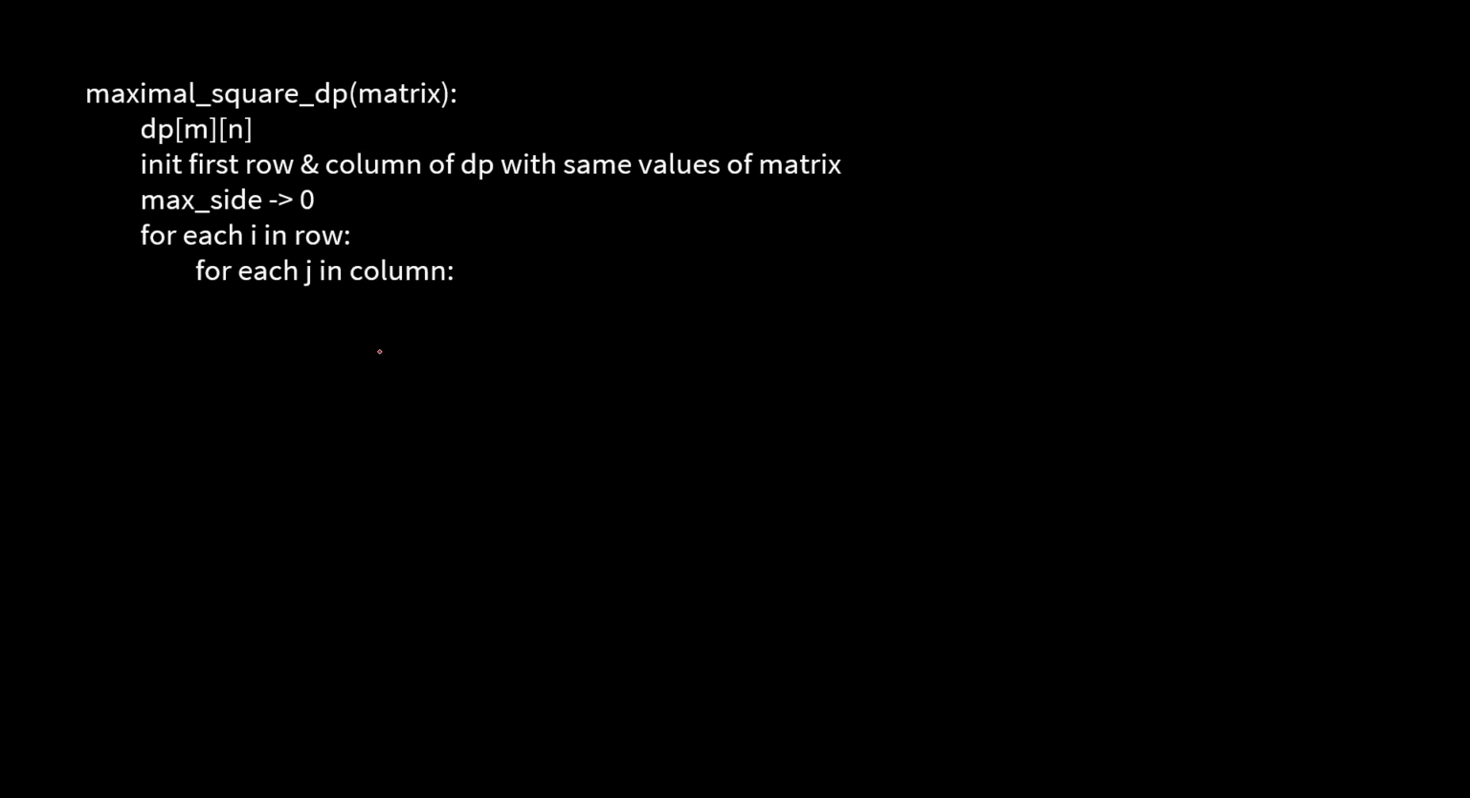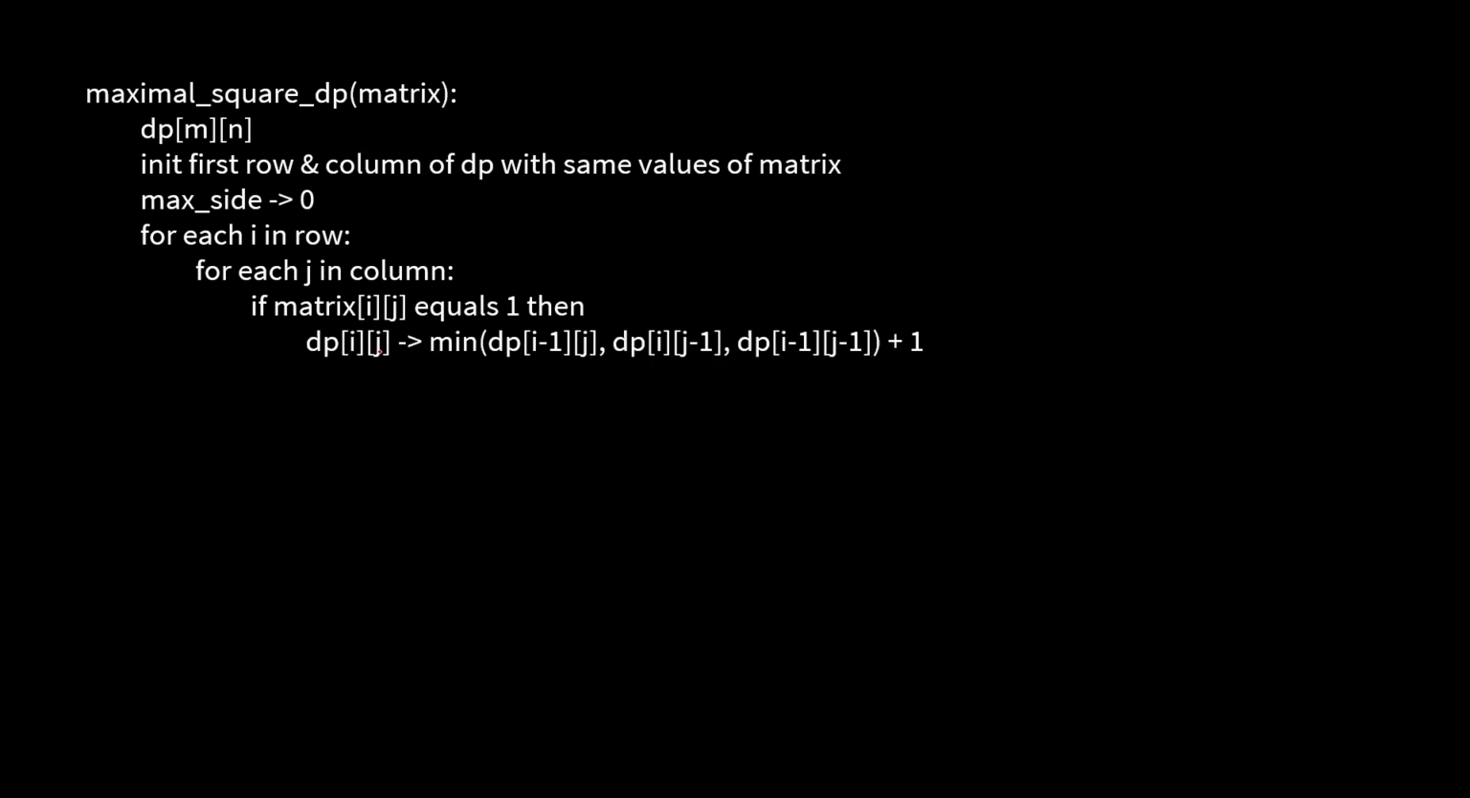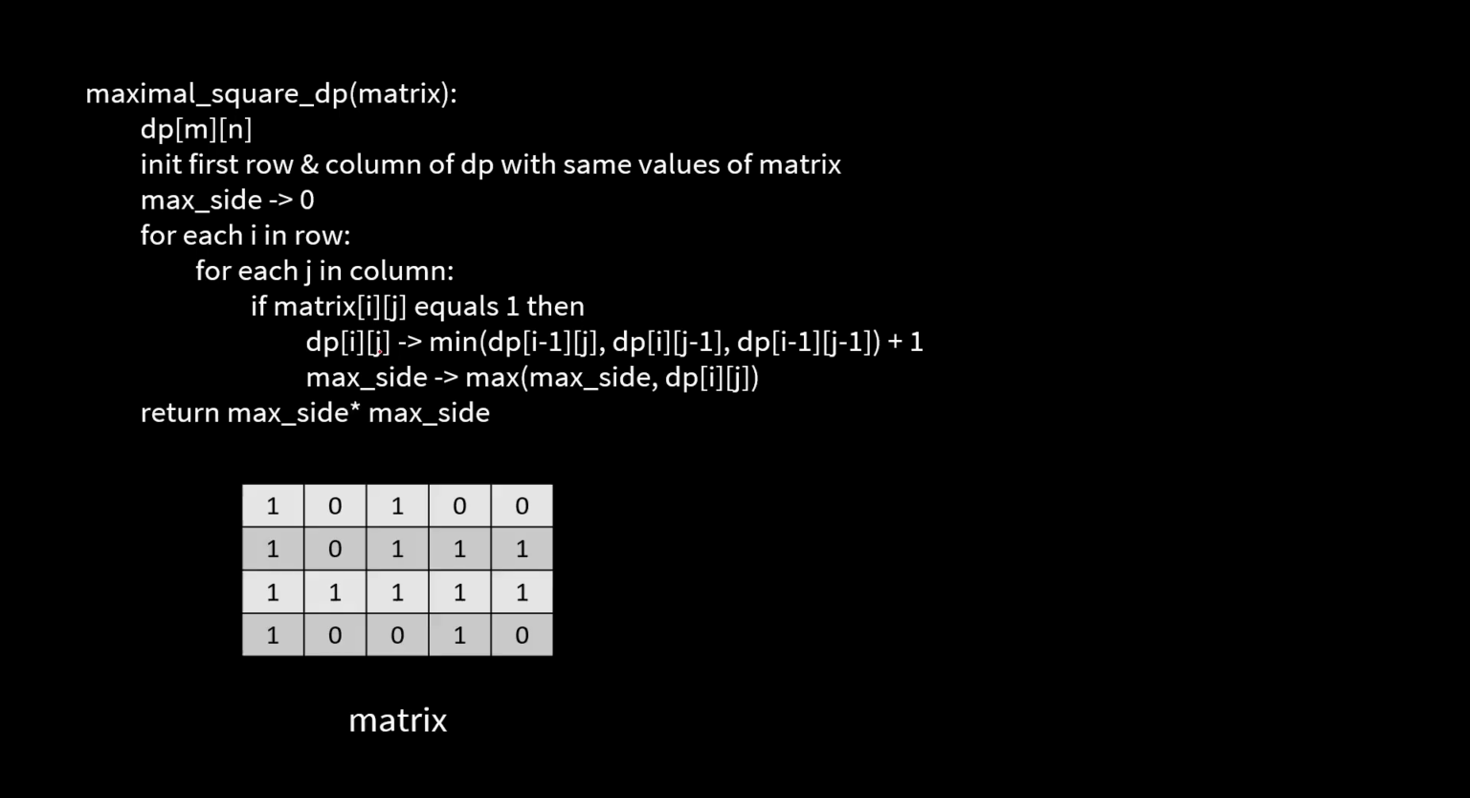Now we simply iterate over each cell of the 2D array. If the value of the matrix at that particular cell is 1, then we simply apply our recurrence relation, that is this one. Now, as we need to return the ultimate answer, the max side, which contains the maximum length, we simply compare it with the dp[i][j] index like this. And when we are done iterating over the 2D array, we simply return the square of max side, that means this. Now let's simply apply this algorithm to the given array.